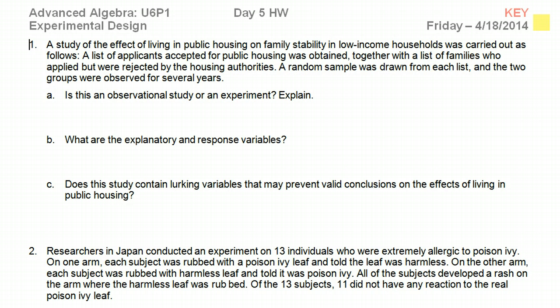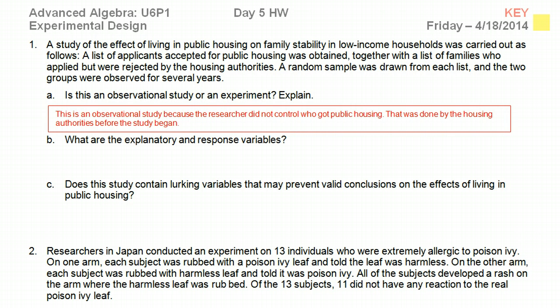Explain. When you're asking whether it's an experiment or an observational study, you should ask yourself, did the researcher control who went into what group, or was that set by other factors? In this case, the researcher only compiled these lists. The researcher did not decide that these people are going to get housing and these people won't. That was carried out by the housing authorities. So since the researcher did not control who went into what group, this is an observational study.